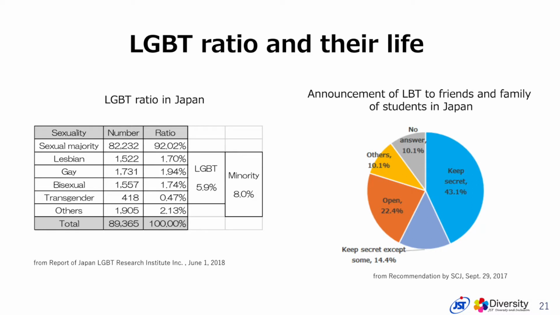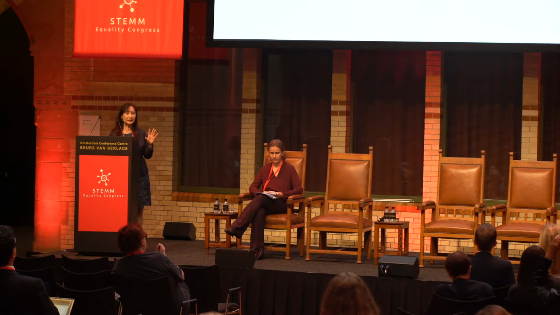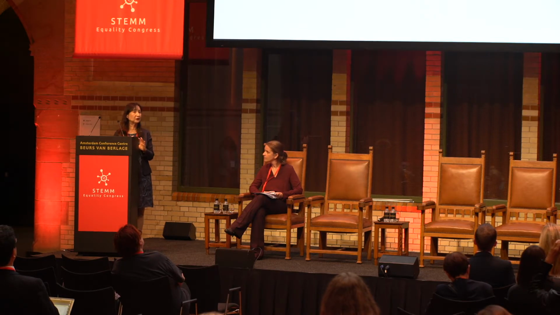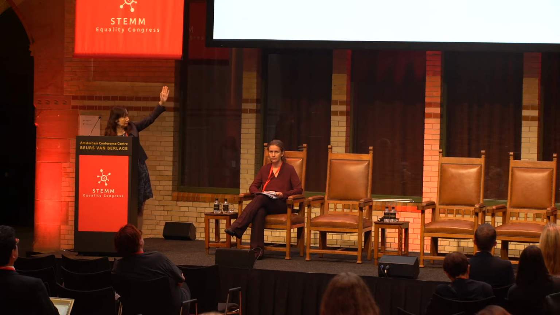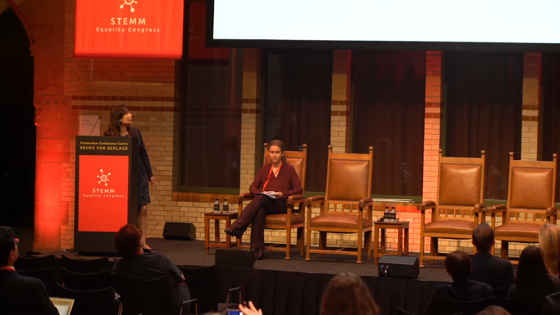So next, I would like to show you the LGBT situation in Japan. This shows the LGBT ratio in Japan. That is 5.9%, but if we include other sexualities, that is 8%. Maybe this is almost the same ratio as in the world. So 8% is not negligible, that is big enough. But look at the right figures. That shows the announcement of LGBT to friends and family of students in Japan.